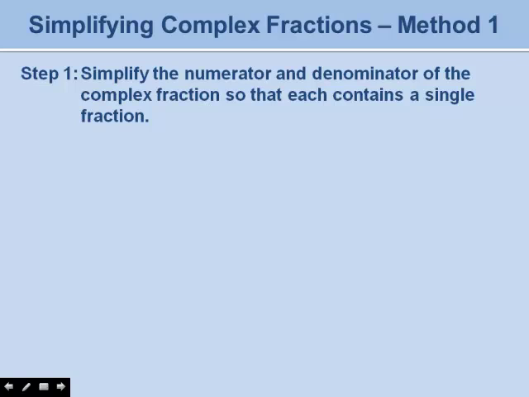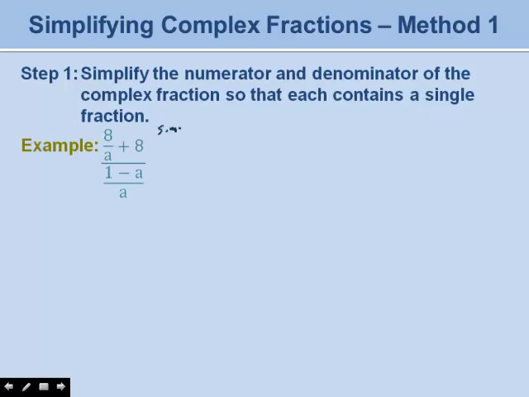So here's method one. Step one for this method is to simplify the numerator and the denominator of the complex fraction so that each one contains a single fraction. Usually in order to do this, that means that we have to get a common denominator in the numerator and add or subtract the fractions there, and then do the same thing in the denominator.